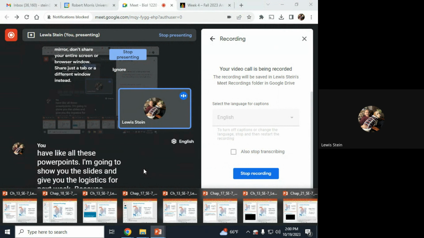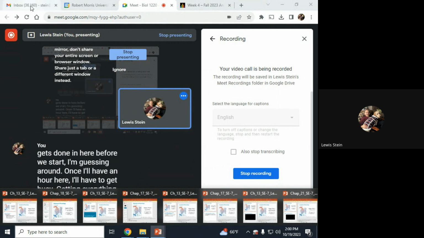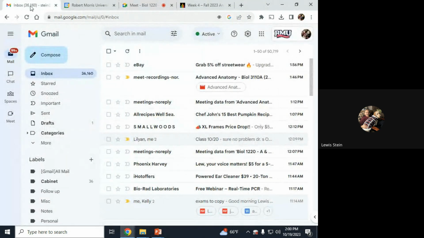Because what will happen when we're done, I'll have to do it rather. I don't know when the lab gets done in here before we start. I'm guessing around 1, so I'll have an hour in here. I'll have to get busy getting everything set up. But it's not going to be as difficult as all that. I'm waiting for yours to come through. They're taking a long time to get these recordings done. And this one was relatively short. I did this after yours. Okay, what are you going to do?